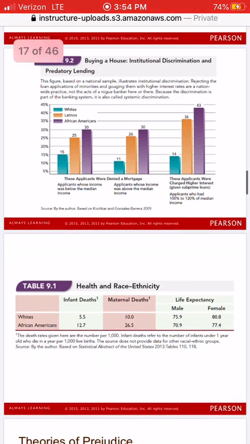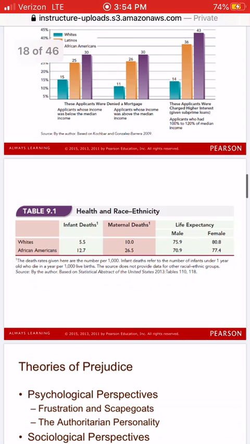The same goes for healthcare related areas. Here's infant deaths, maternal deaths, and life expectancy. You can see that African Americans versus whites have some stark differences in their rates. And why is that? Is that due to access to resources? Is that due to being denied services or other reasons? Well, that's why we're asking these questions.